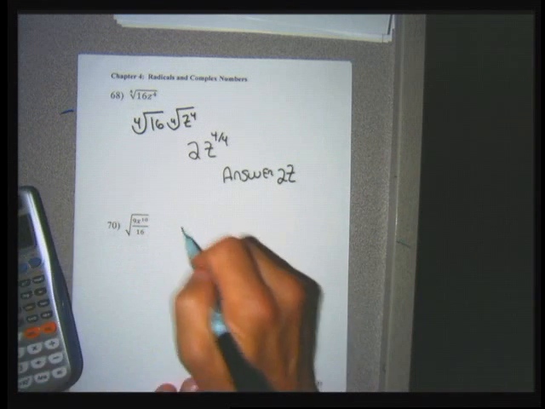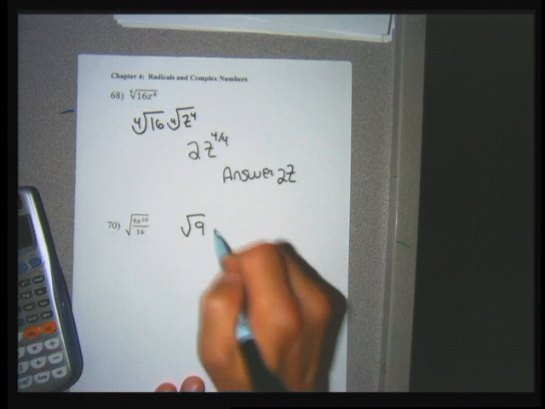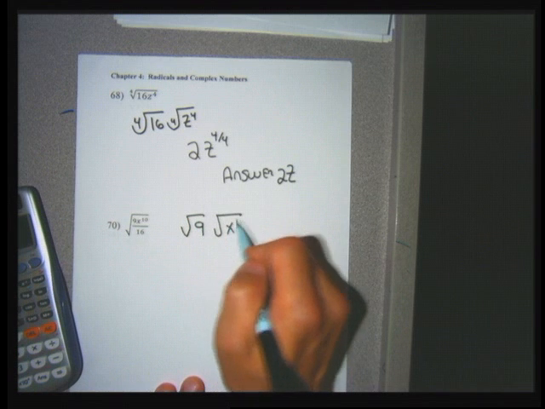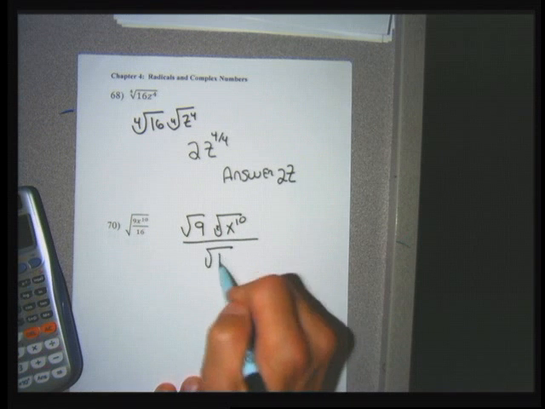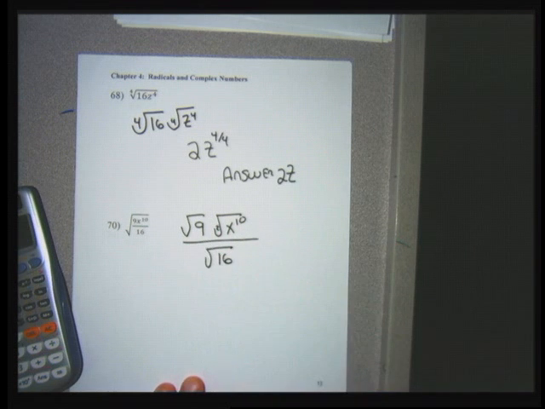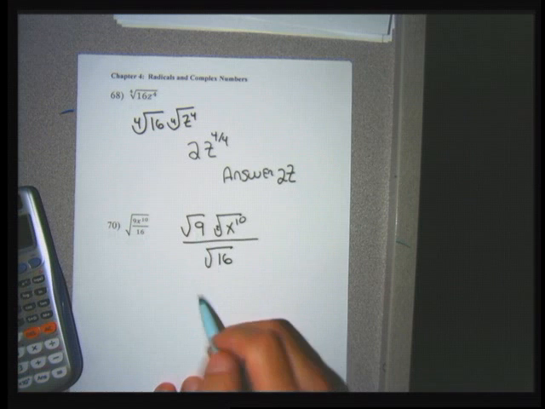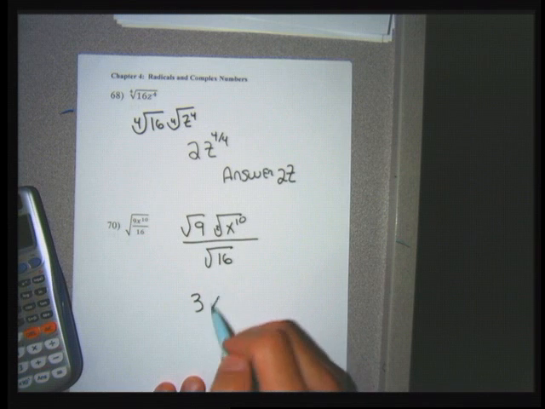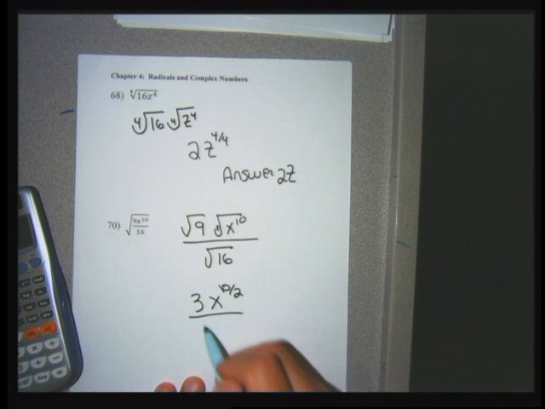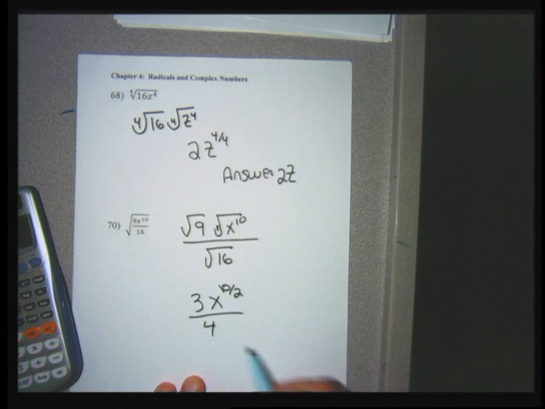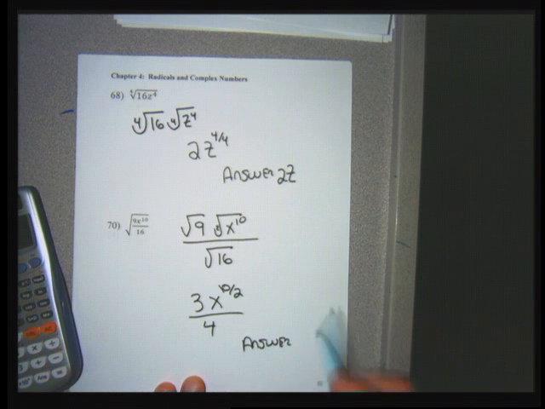70, square root the 9, square root the x to the 10th by dividing its exponent by 2, and square root the 16. These are almost insulting to use the calculator for. So square root of 9 is 3. For the x, I'm going to divide its exponent by 2 and get an x to the 5th. The square root of 16 is 4. So for my answer to problem 70, I'm going to get 3x to the 5th over 4.